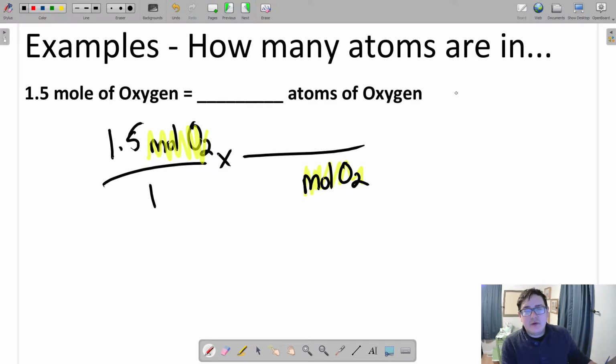And what are we trying to find out? We're actually trying to find atoms. Actually, it would be atoms of oxygen. Okay. Actually, no, because that's going to make it a two-step problem. Let's just do molecules. If we're being 100% true, let's stick with molecules here.